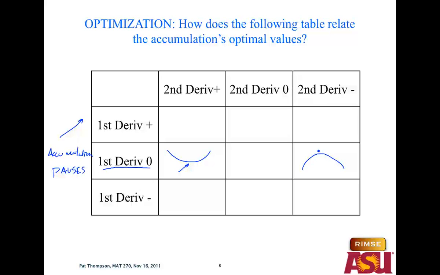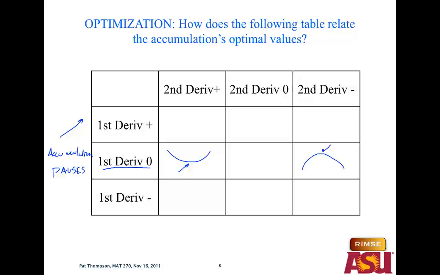So who wants to take it from there? So talk to me about optimization of the accumulation in this situation here. Jonathan. Well, that's when you have a local maximum. So how do you have a local maximum? When the first derivative is equal to 0. And that's this whole thing right here? No, it's only one point near the peak, I guess.